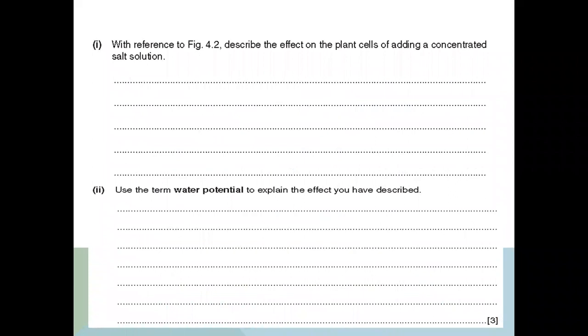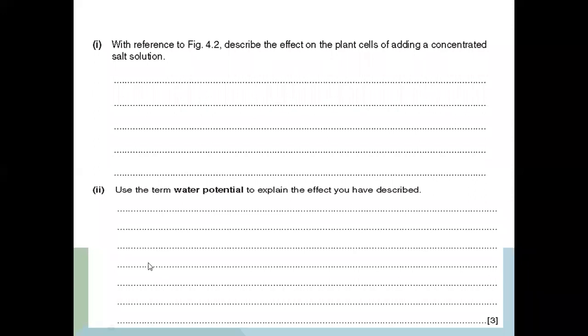Now, describe the effect on the plant cell of adding concentrated salt solution. So definitely the plant cell will shrink because it lost the water, it will lose its turgidity, water will move outside, and the vacuole will not push the plasma membrane toward the cell wall, okay? So the process is called plasmolysis. It means plasmolysis will happen.